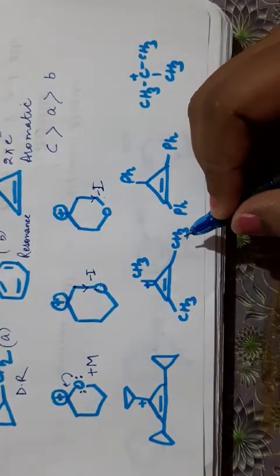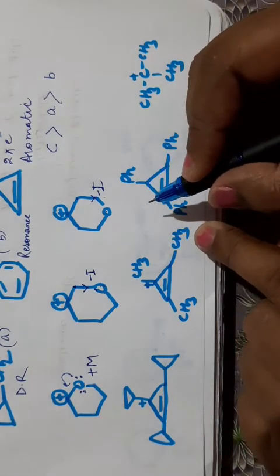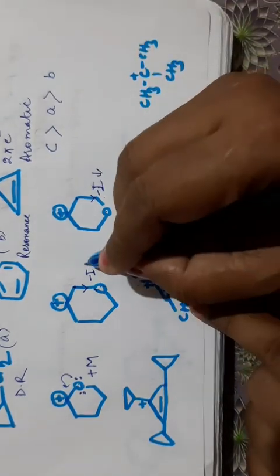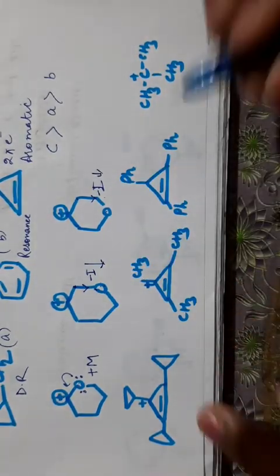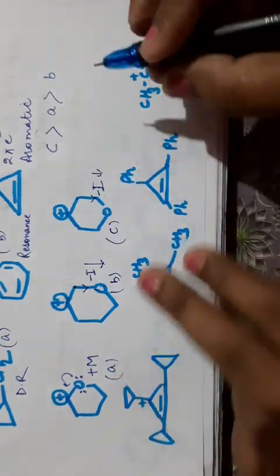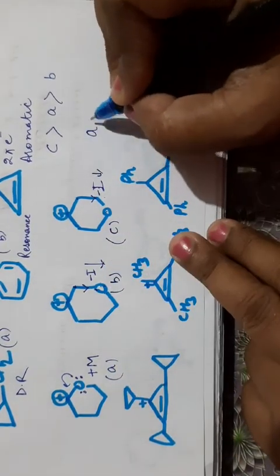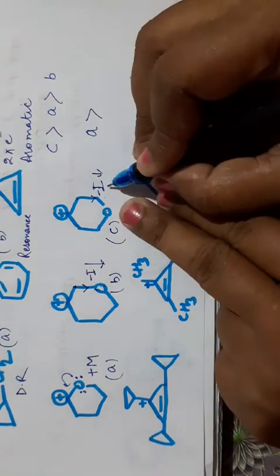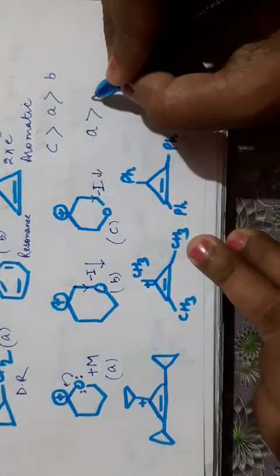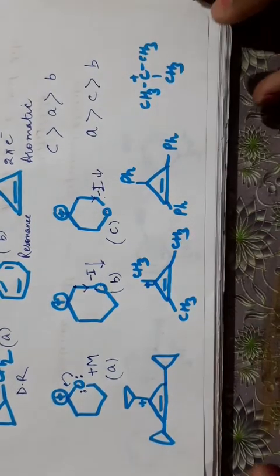Minus I effect is distance dependent. So as the distance increases, the inductive effect decreases. So this one will have less inductive effect, and this one will have greater inductive effect. So now you can arrange them. It is A, B and C. Resonance is more stable than these two structures. A is more stable than the other, because here the inductive effect is less, as oxygen is farther away from the positive charge. So A, C and B.